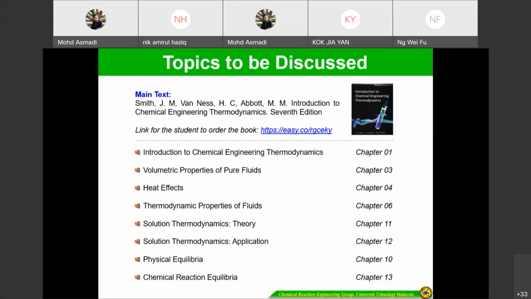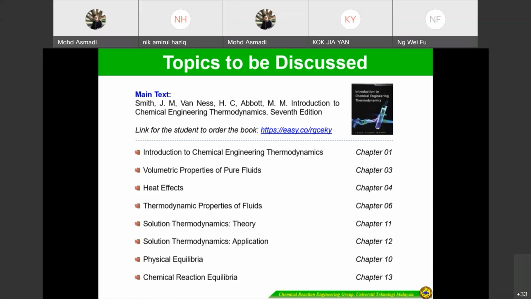And then volumetric properties of fluids, chapter 3. Okay. PV equals ZRT. That one is the main. How to calculate at high pressure, right? Z, how to find the compressibility factor. Heat effect. Okay. Thermodynamic properties of fluids, chapter 6. I don't remember. How to calculate the enthalpy and also Gibbs energy, I think, mostly, as well as entropy. Entropy, yeah.